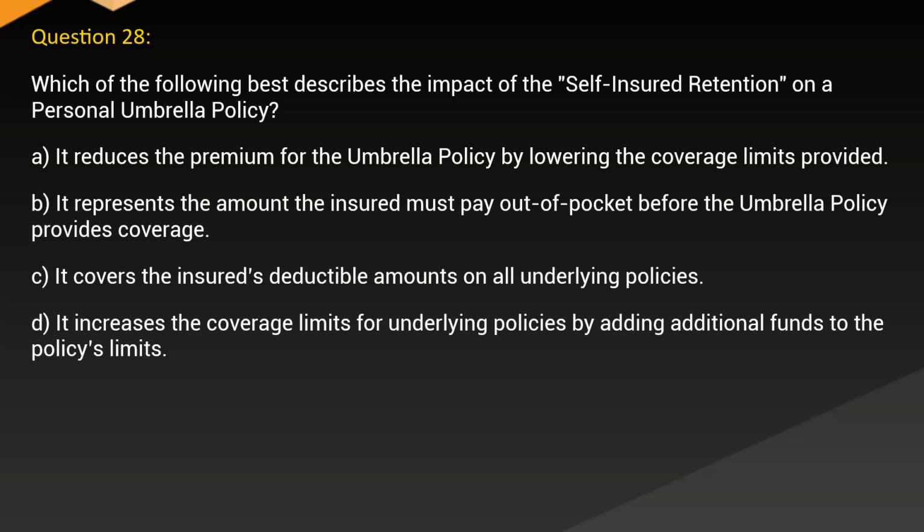Question 20. Which of the following best describes the impact of the self-insured retention of a personal umbrella policy? A. It reduces the premium for the umbrella policy by lowering the coverage limits provided. B. It represents the amount the insured must pay out of pocket before the umbrella policy provides coverage. C. It covers the insured's deductible amounts on all underlying policies. D. It increases the coverage limits for underlying policies by adding additional funds to the policy's limits.